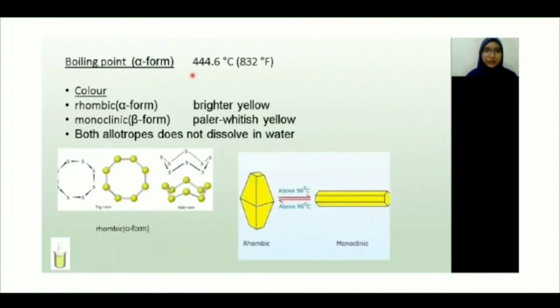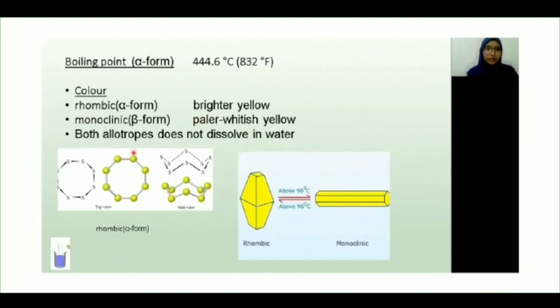Next, the rhombic form is also called the alpha form, and the monoclinic is called the beta form. You can see the structures of the alpha and beta forms. The colors seem the same, but they differ in yellow shade. The alpha form is brighter than the beta form, and the beta form is a paler, whitish yellow.